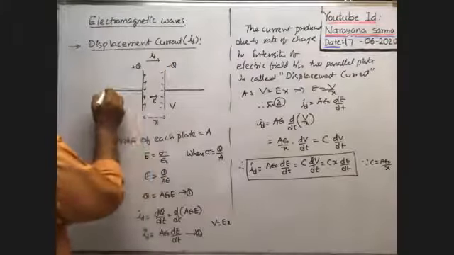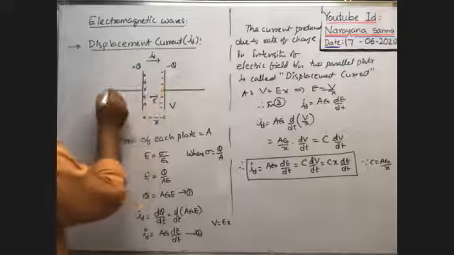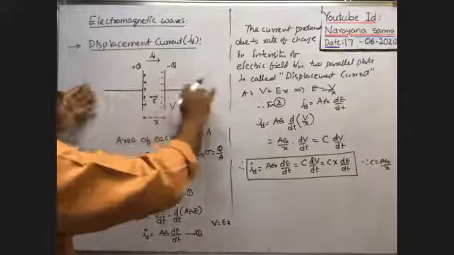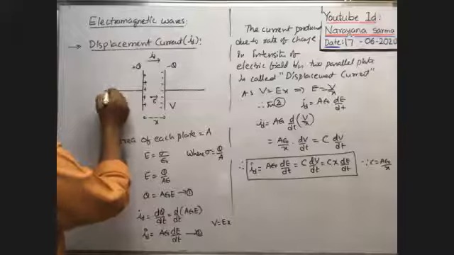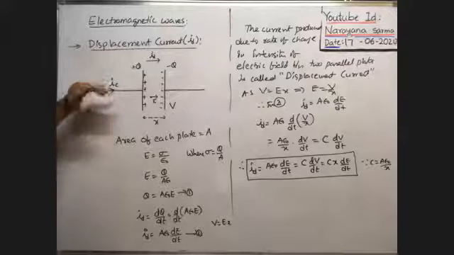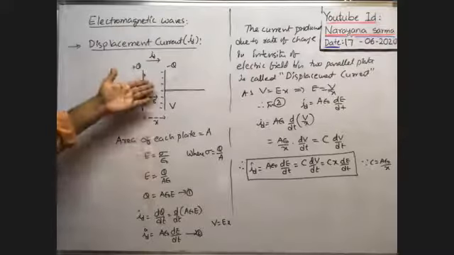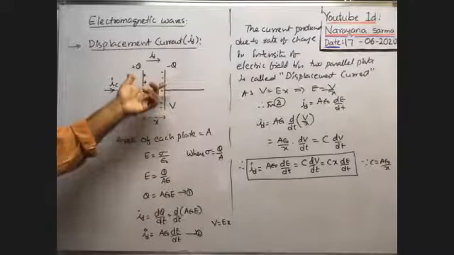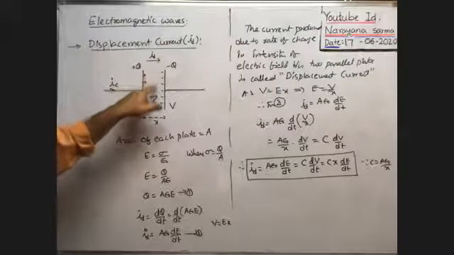At the same time, outside the plates of the capacitor, whenever the current passes here, definitely some current flows through these conducting wires also, because this capacitor is connected to the cell by means of connecting wires. In the connecting wires, some current passes, that is called the conduction current, IC. Here in the connecting wires, the electric current flows while charging or discharging the capacitor, as the potential difference between the two plates of the capacitor changes or the charge on the plates changes, some displacement current passes in between the two plates of the capacitor.